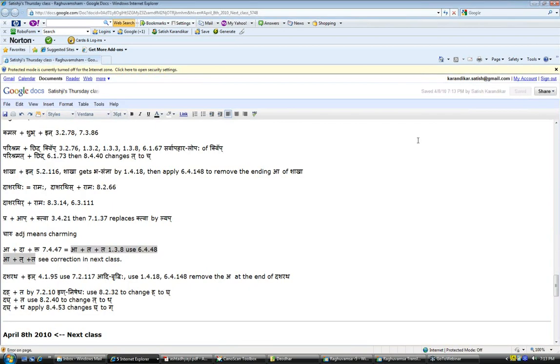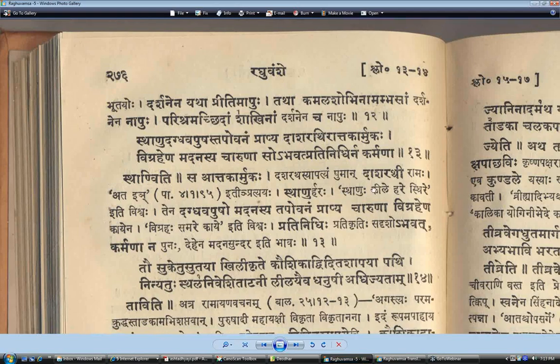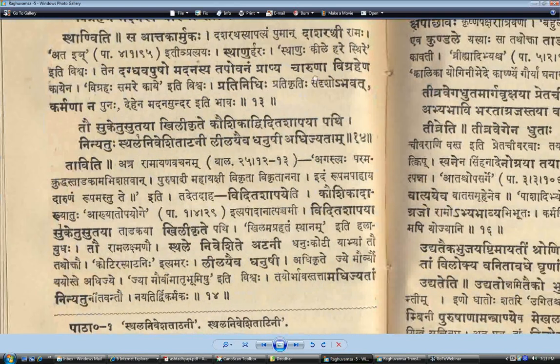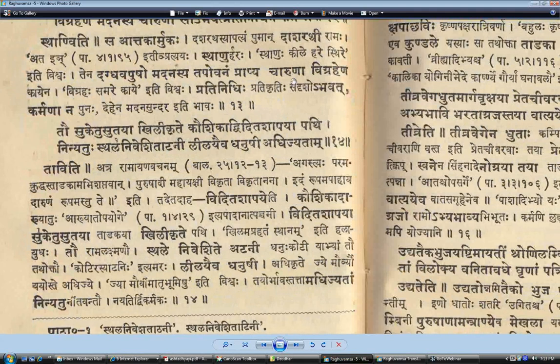So, let's continue from there. I think we are on shloka number 14 now. Let's see, I think we began that last time. Tau suketu sutaya khili krite kaushikad vidita shapaya pathi ninyatuhu sthala niveshatatani lilayaiva dhanushi adhijyatam.